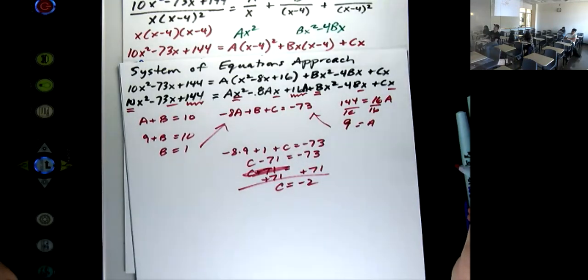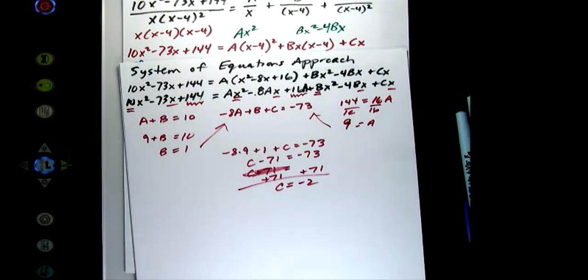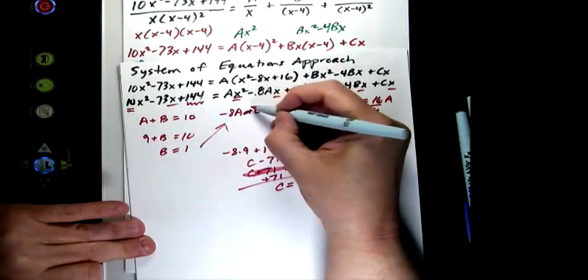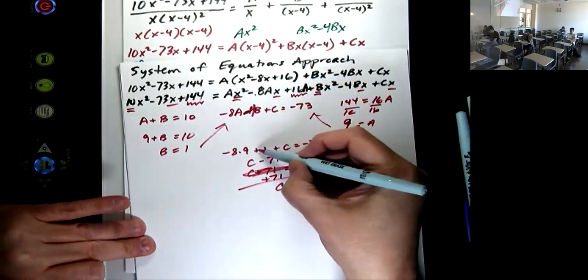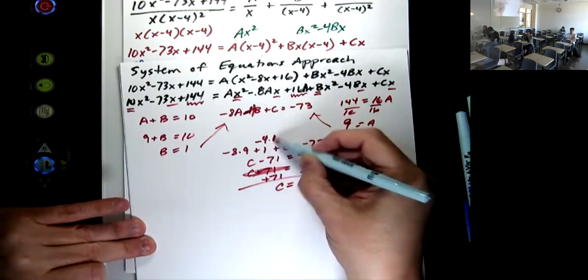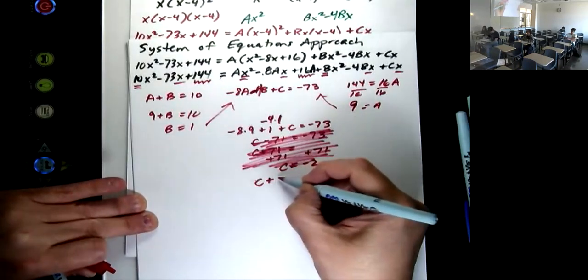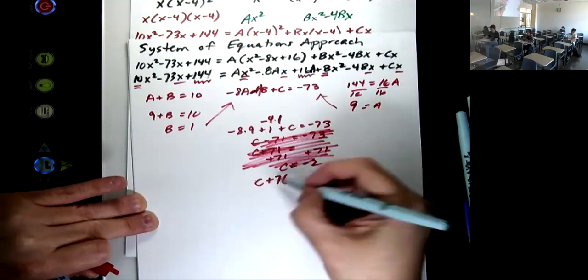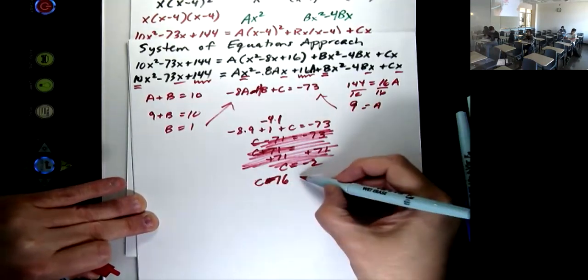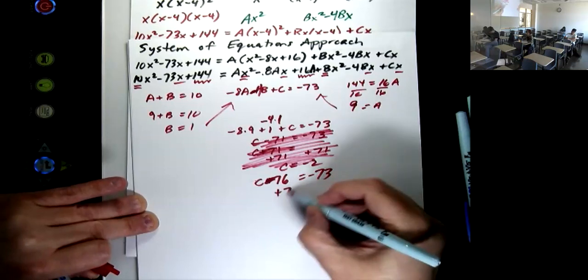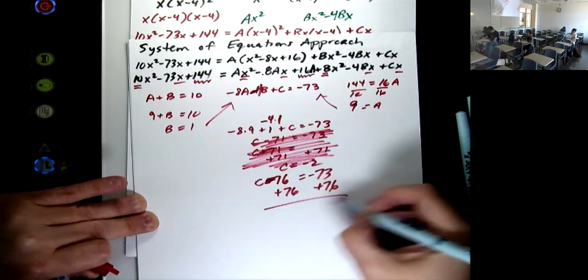That doesn't feel like what I had a second ago. I did the exact same thing, exactly the same way you did it, and you doing it made me realize the mistake I made. The second equation is minus 8A minus 4B, right? Plus C. So this is minus 4 times 1. That changes this. So I got C minus 76 equals negative 73. So I add 76 to both sides and I get C equals 3.